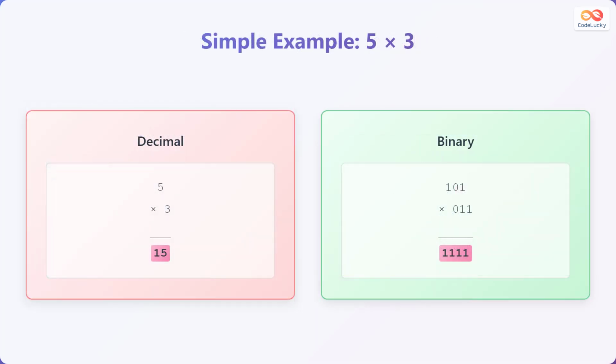Here's a simple example to illustrate binary multiplication. In decimal, 5 times 3 equals 15. In binary, 101 multiplied by 011 equals 1111. It is equivalent to 15 in decimal.